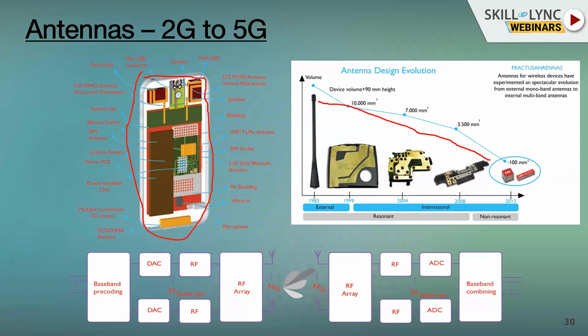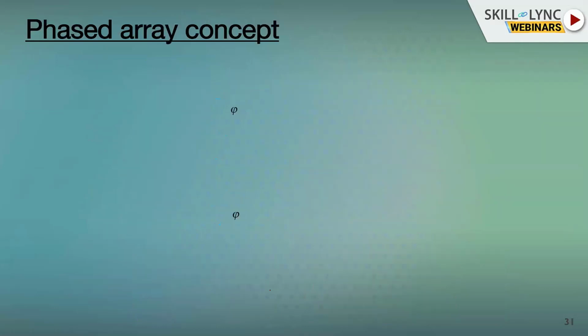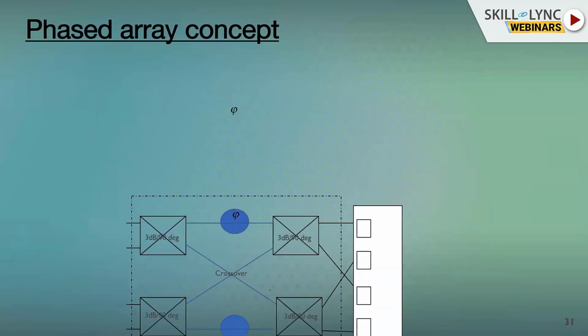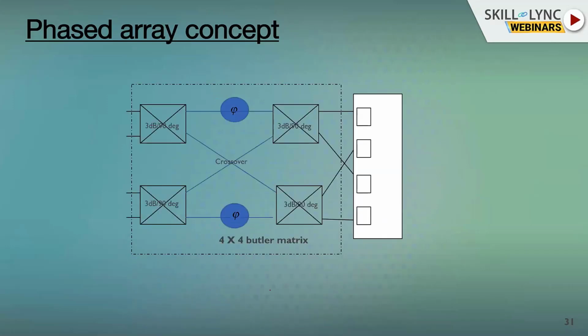And this is the phased array concept. We have already discussed this in the second or third slide. Now when it comes to 5G, we have mentioned that it is the beamforming concept, right? So it is actually a phased array. How it works, that we need to understand, right? So let us take a simple 4 cross 4 Butler matrix. How does the beamforming work in the Butler matrix case?